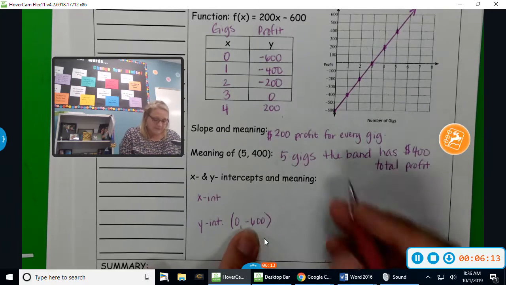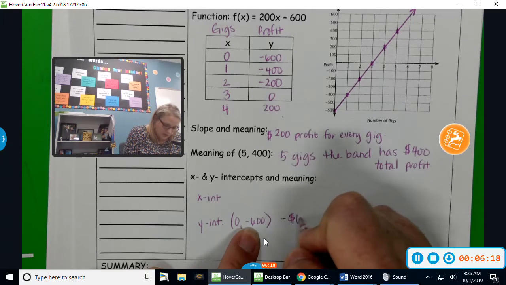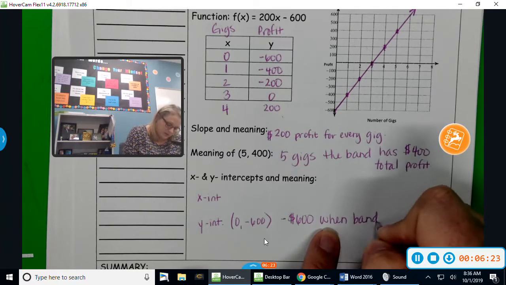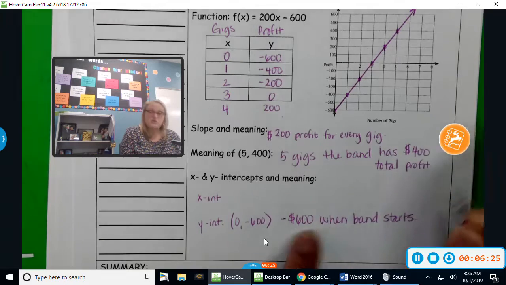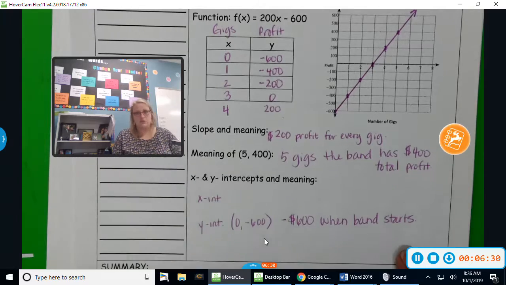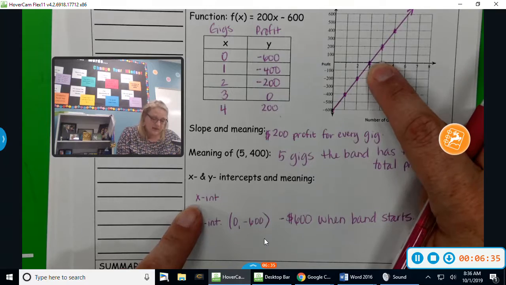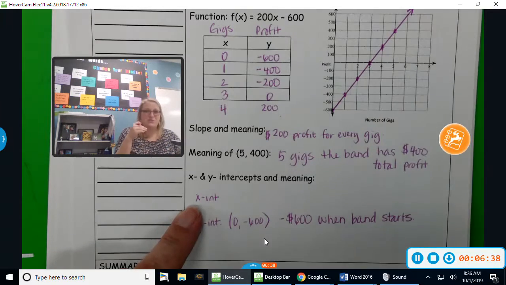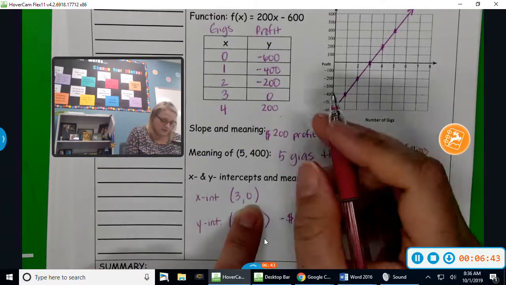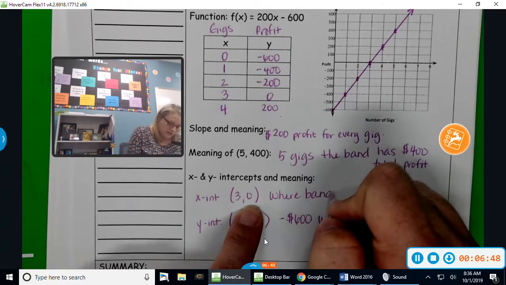So this represents negative $600 when the band starts. There are multiple right answers here when y'all are doing this. You're going to have drop-down menus to select what makes sense in the problem situation. Then the x-intercept is after 3 gigs. That's their break-even point. This is where the band starts to make profit.